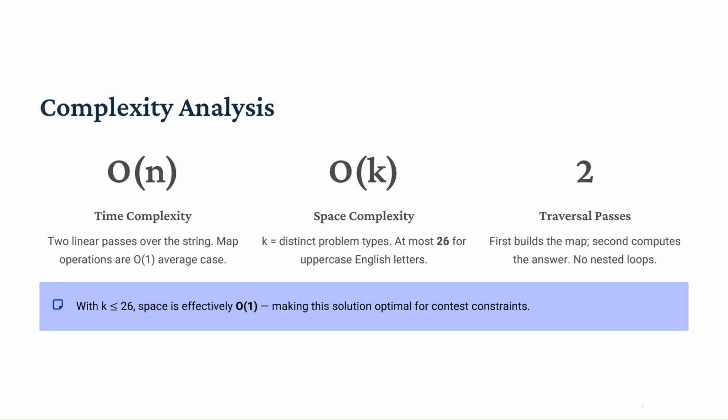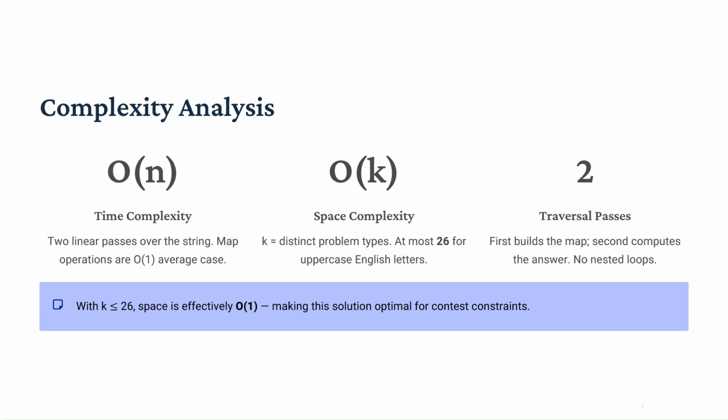Now, for the complexity analysis, we make only two linear passes over the string. Therefore, the time complexity is O(n). The hash map stores at most 26 different uppercase letters. So the space complexity is O(k), where k is less than or equal to 26, which is effectively constant. This makes the solution both simple and optimal for the given constraints.